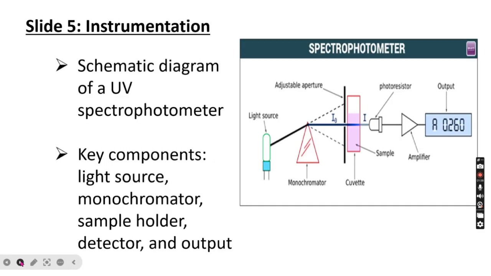Slide 5. Instrumentation. Schematic diagram of a UV spectrophotometer. Key components: light source, monochromator, sample holder, detector and output.